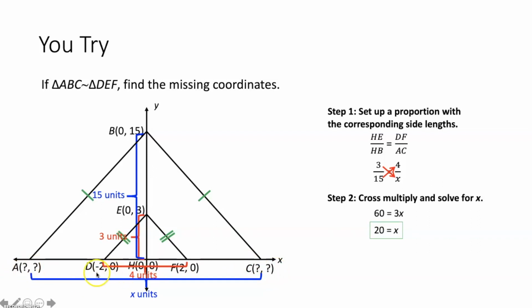Because the measure of segment AH over here is 10 units and point A is on the negative part of the x-axis, that means that point A would have to be at negative 10, 0. Since the measure of segment HC is 10 units and point C is on the positive part of the x-axis, that means that point C would have to be at positive 10, 0. So your answer here would be that in order to make these two triangles similar to one another in this particular figure, point A would have to lie at negative 10, 0, and point C would have to lie at 10, 0.